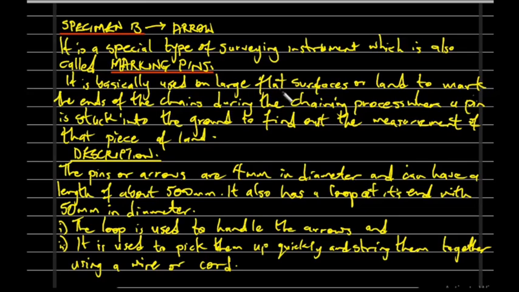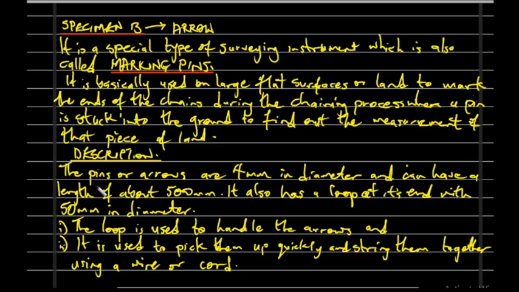Now, it is basically used in large flat surfaces or land to mark the ends of the chains during the chaining process. When we carry out the chaining process, we basically use these marking pins to pin the locations where the chain is ending before we run the chain through another session. As well, you pin another marking pin at the end of the chain again, and you consecutively do that until you get to the end of the field where you are carrying out your survey. So you now count the total number of marking pins that you have pegged into the ground. Basically, that is what is done.